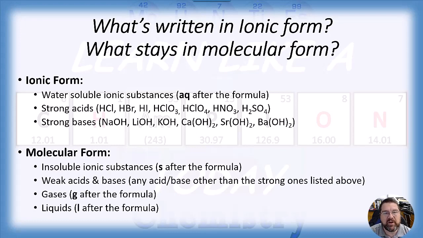And then likewise strong bases, your alkali metal and alkaline earth metal bases. Things that will remain in molecular form are things that are insoluble, so if there is an s written after the formula, then you know it's a precipitate, and so it's going to be in that whole molecular form. Acids and bases that are considered weak, that would only partially dissociate, will remain in molecular form. And anything that is a gas or a liquid in its natural state will be listed with a g or an l. Those stay in molecular form as well.